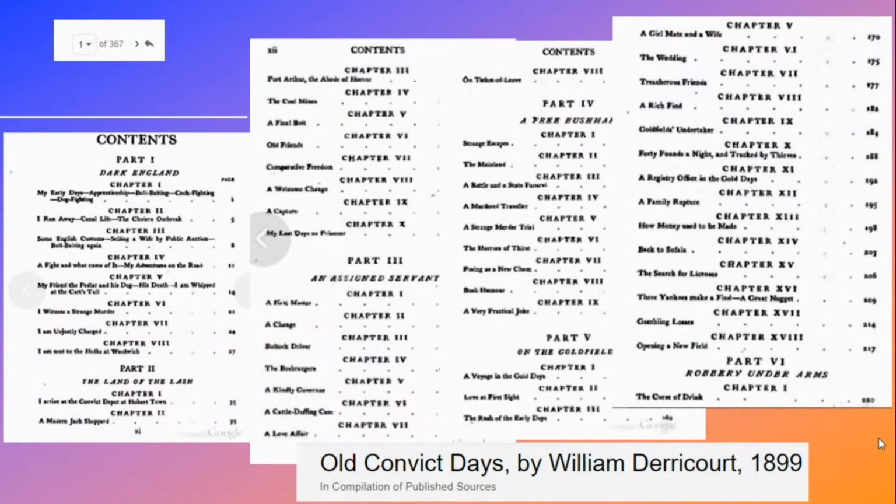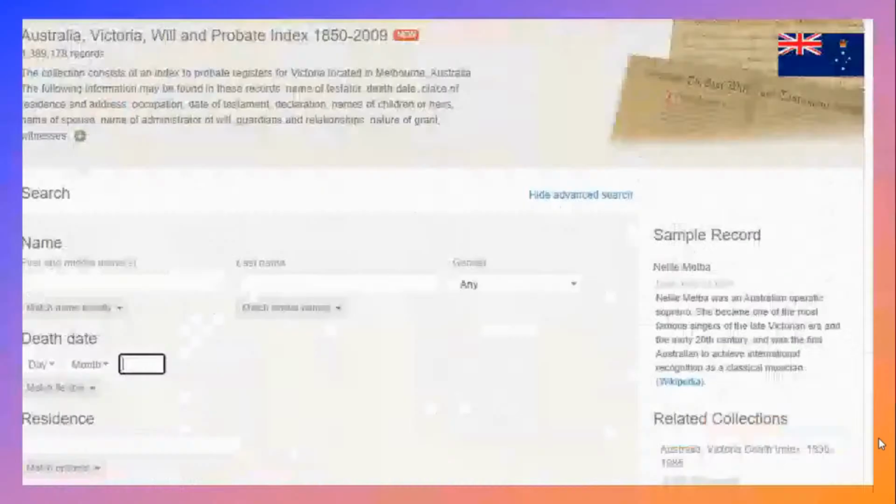And I've left you with chapter one, The Curse of Drink in Robbery Under Arms. It's a really good read. There's about 367 images. But if you wanted to have a first-hand account of how someone saw their life from convict or pre-convict through to the end of their life, and there's quite a few more parts in his story, it's a real good read, and you can find it on MyHeritage.